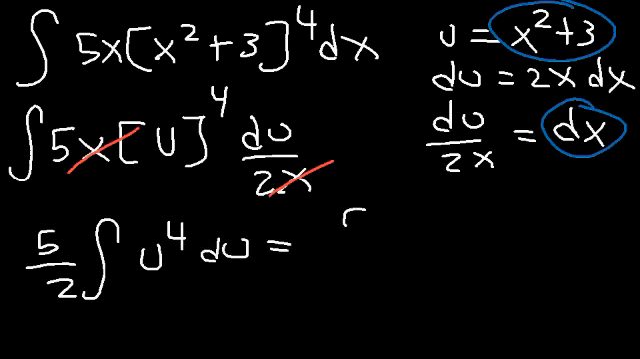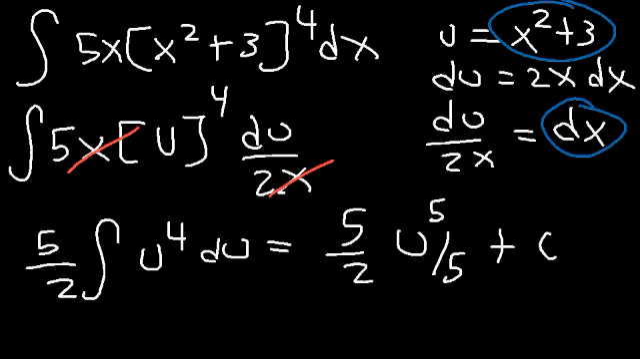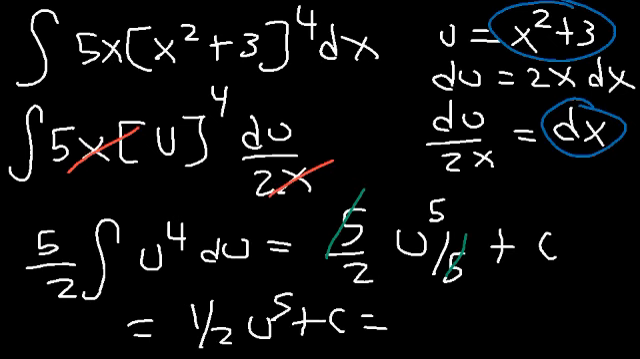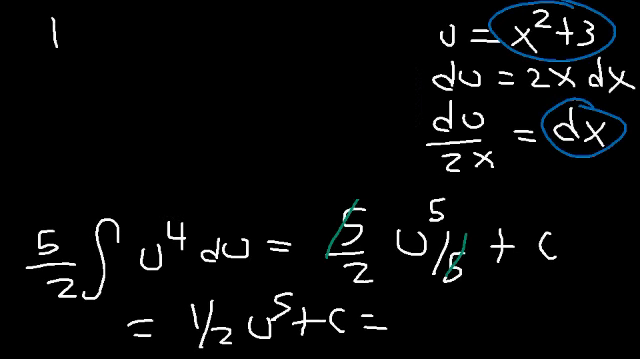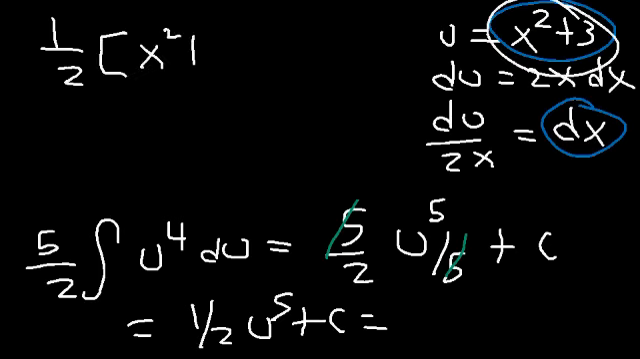Now we can use the power rule. So if we add 1 to the exponent, it's going to be u to the 5th divided by 5 plus c. So notice we can cancel these 5's. So what we now have is 1/2 u to the 5th plus c, which is, let's make some space. At this point, we can replace u with x squared plus 3. So the final answer is 1/2 times x squared plus 3 raised to the 5th power plus c. So this is it.